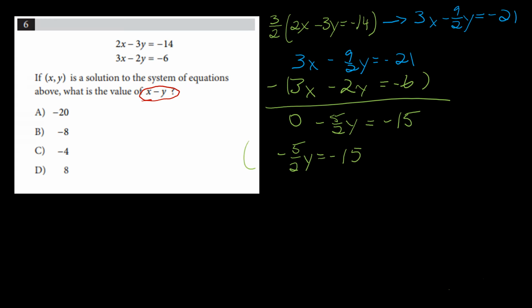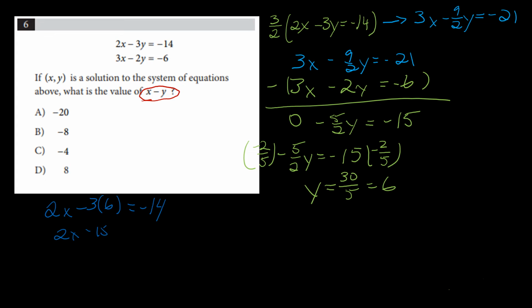I'm going to multiply each side by negative 2 over 5, y equals 30 over 5, which is just 6. Plugging that back in, 2x minus 3 times 6 equals negative 14. It's going to give me 2x minus 18 equals negative 14. Adding 18 to each side, 2x equals 4, or x equals 2.